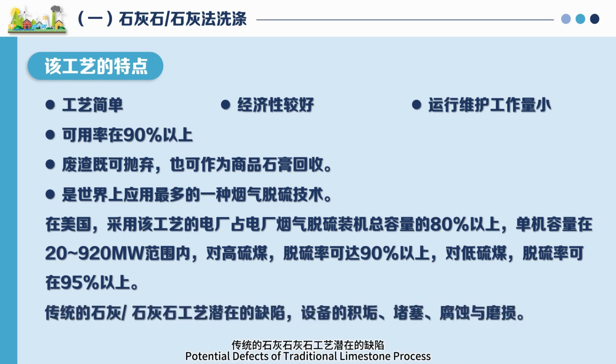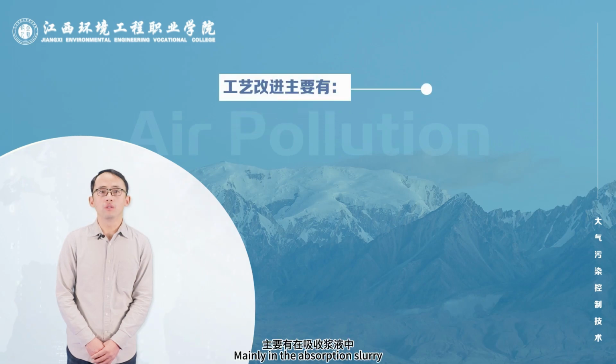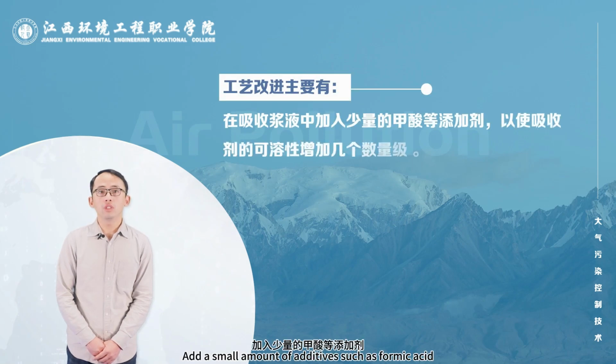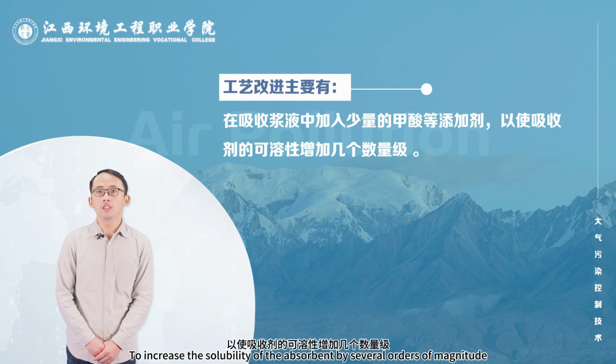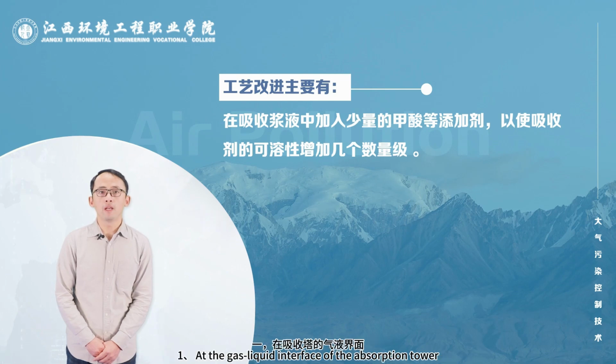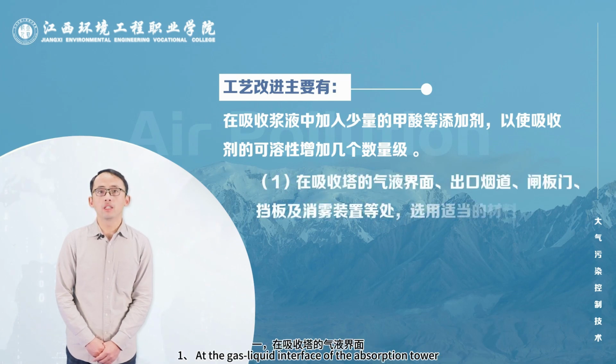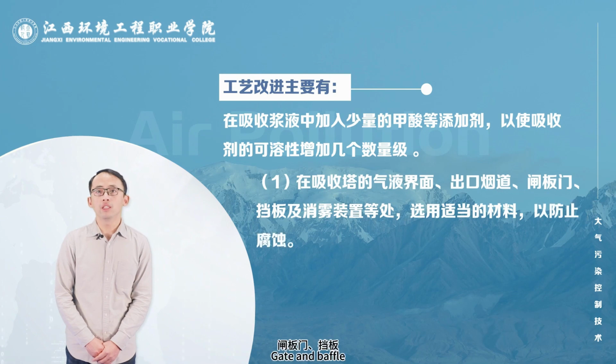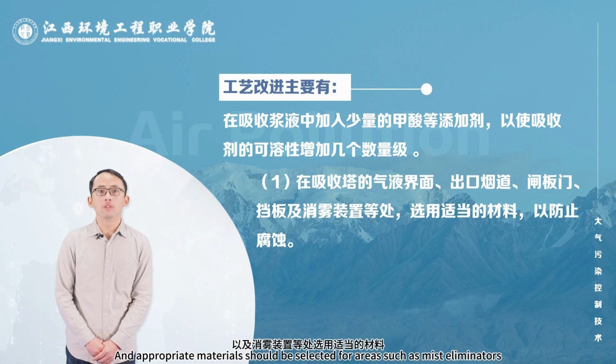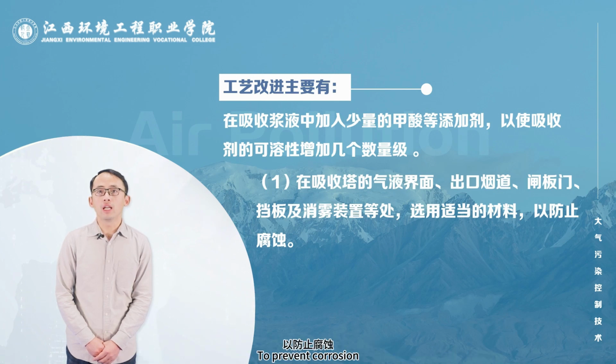Potential defects of the traditional limestone process: the mechanism of the equipment is blocked, and there are corrosion and wear issues. Process improvement is mainly in the absorption slurry. Add a small amount of additives, such as formic acid, to increase the solubility of the absorbent by several orders of magnitude. 1. At the gas-liquid interface of the absorption tower, exit flue, gate and baffle, and areas such as mist eliminators, appropriate materials should be selected to prevent corrosion.